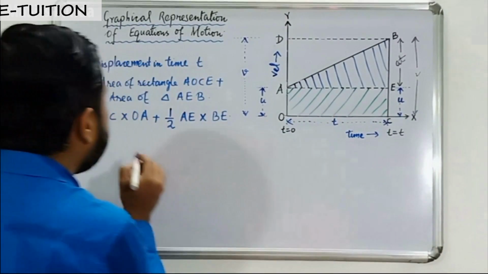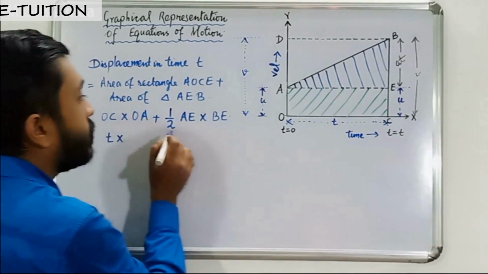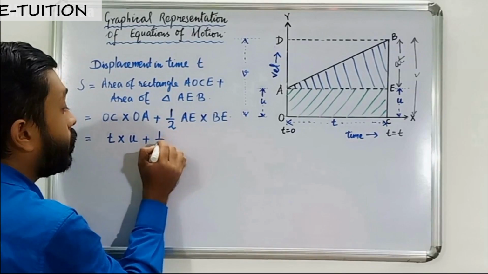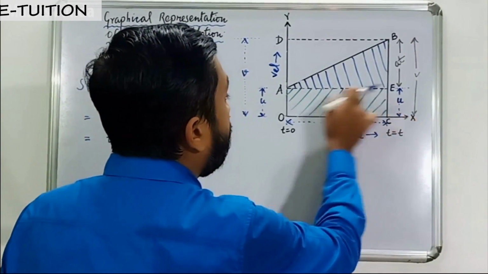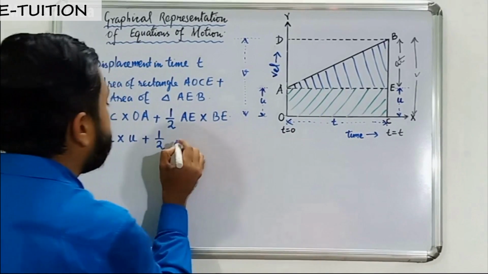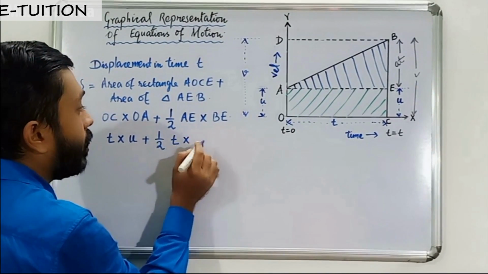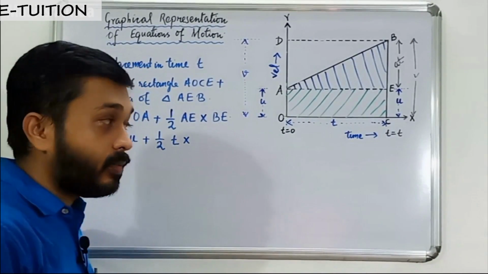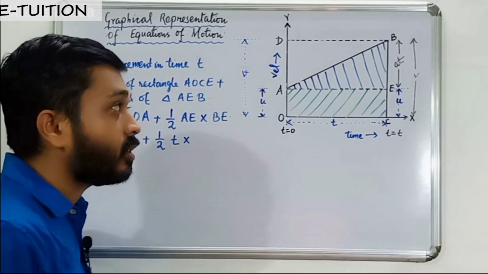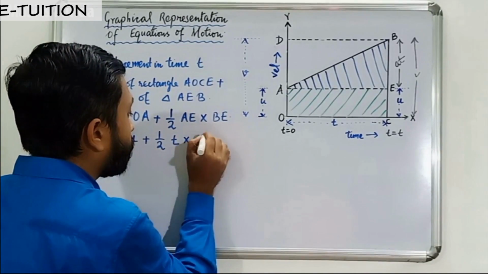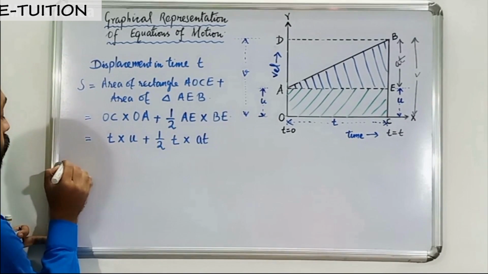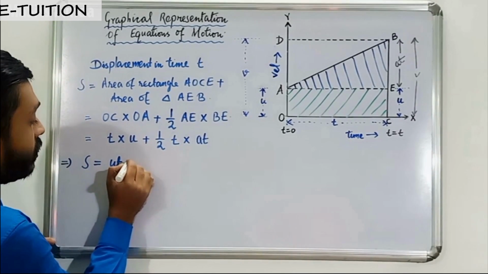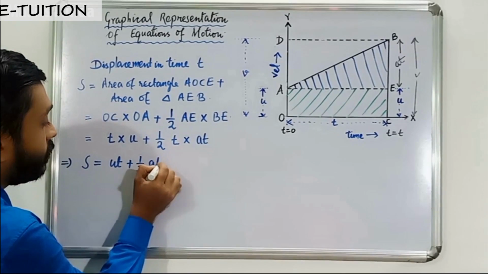OC is how much? The time t. OA is the initial velocity, u. How much is AE? AE is nothing but the time t. And how much is BE? BE is nothing but AT, which we have found out already in the time of proving the previous equation of motion. BE equal to AT. So now you can clearly see that we have ended up arriving at the second equation of motion, s equal to ut plus half at square.